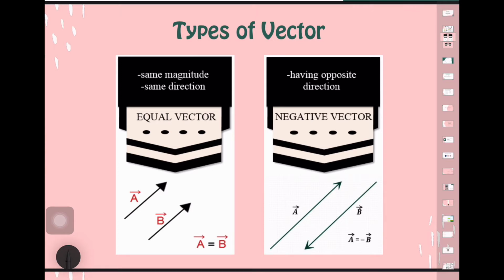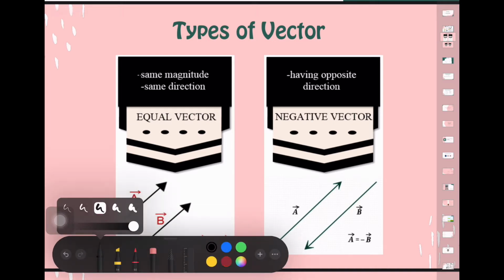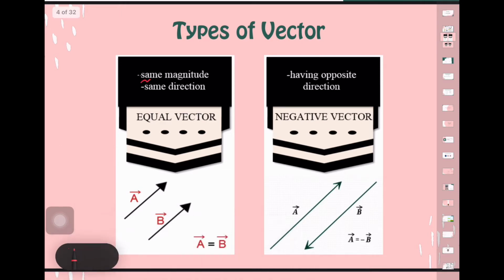Sekarang kita nak tengok types of vector. So, kita ada beberapa types of vector. Yang pertama adalah equal vector. So, we said that two vectors are equal if and only if both of them have the same magnitude and same direction. Okay, so kita akan cakap dua vektor tu adalah equal vector kalau dia mempunyai magnitude yang sama. Syarat dia mesti mempunyai magnitude yang sama. Okay, same magnitude dan juga same direction.